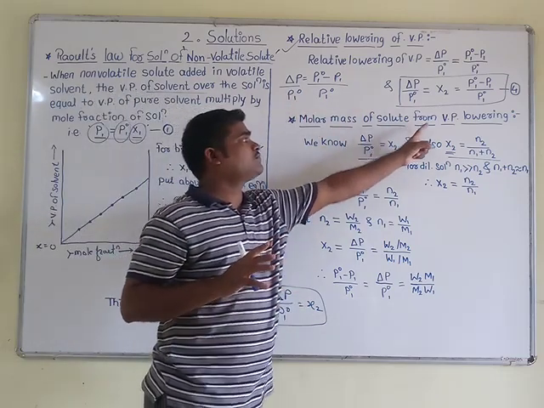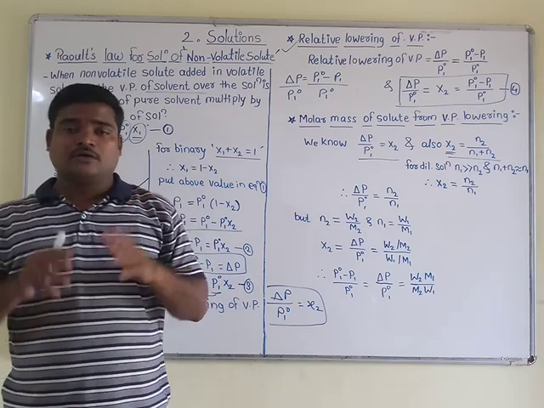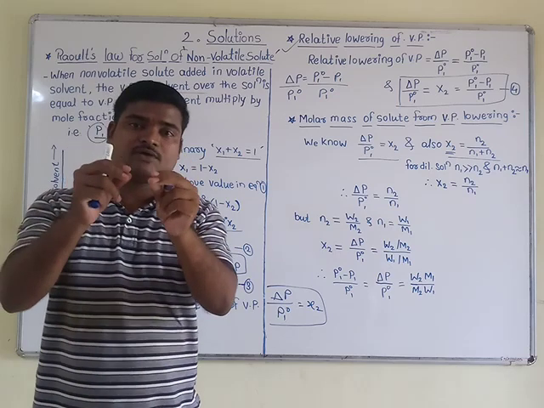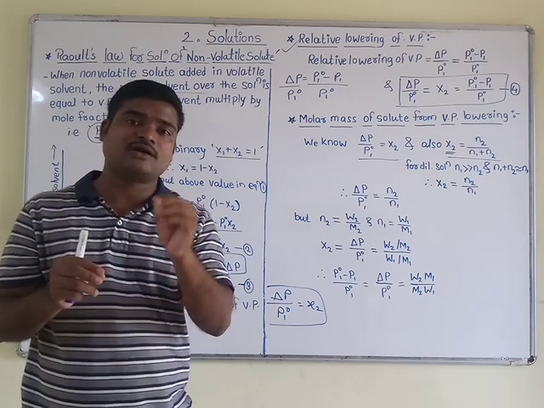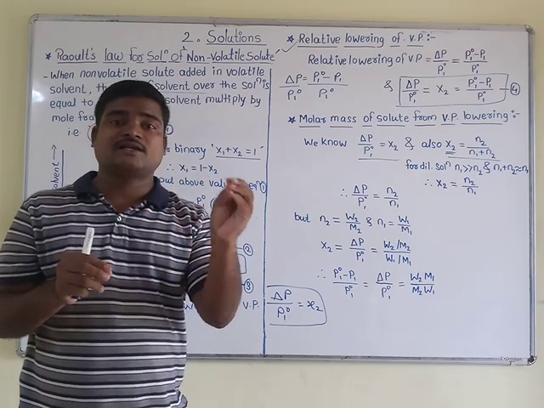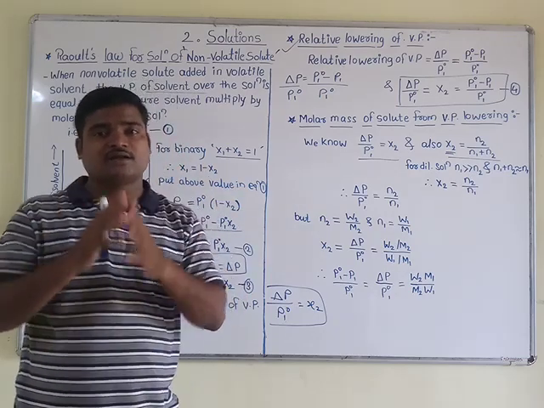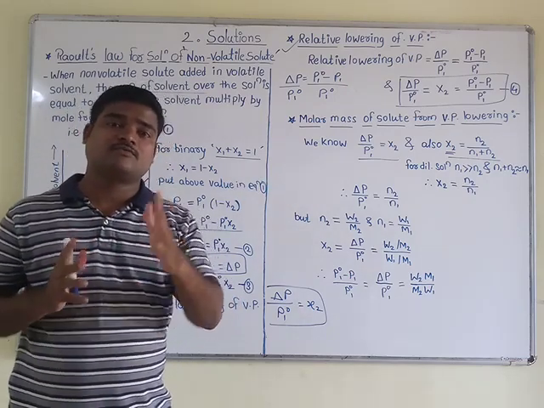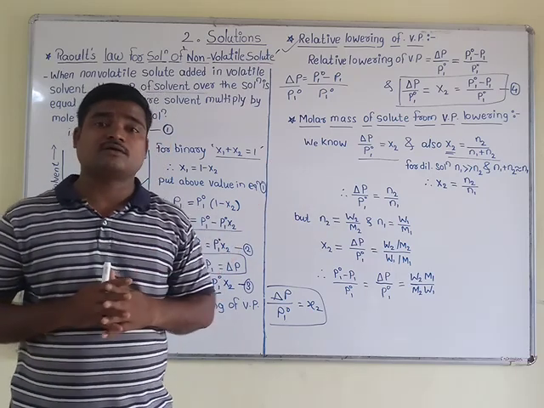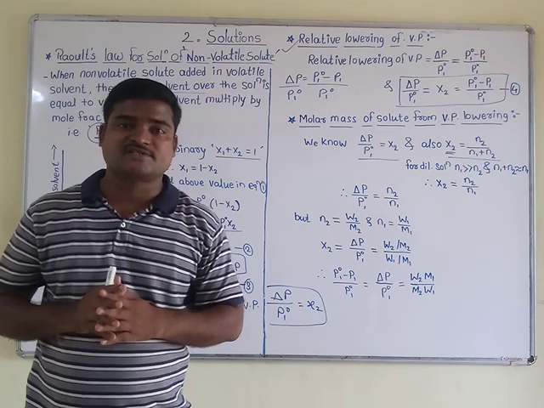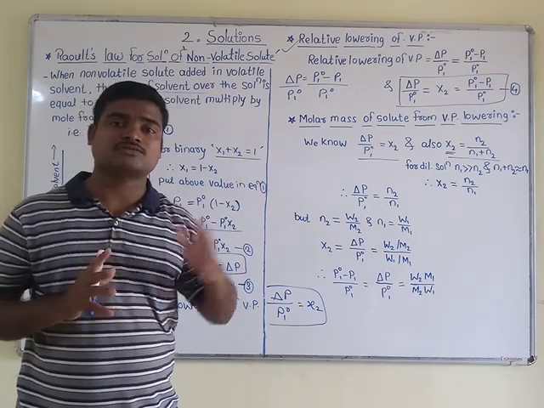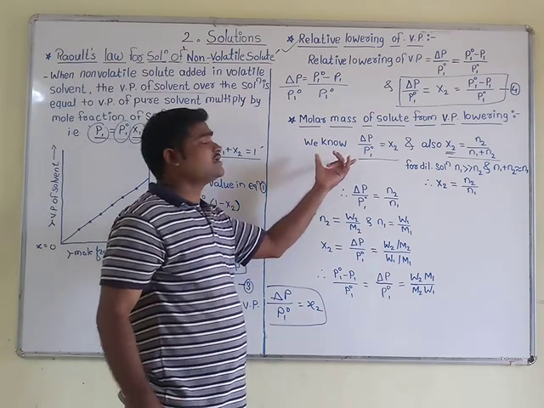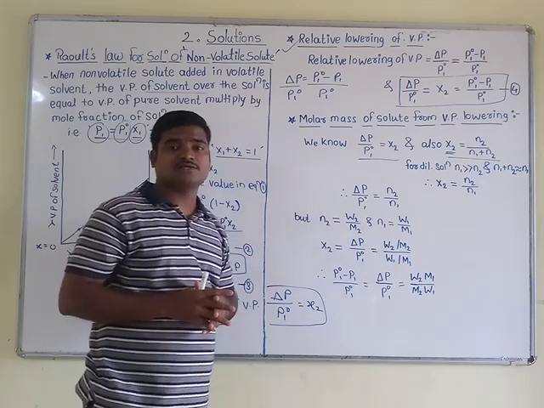Molar mass of solute from vapor pressure lowering. It means we only have to show the relationship between the molar mass of solute, which we call M2, and the lowering of vapor pressure. That relation we have to show here, and this question may be asked in your theory exam for 2 marks. This is also a very important point for numericals, and some numericals will be asked on this point. So keeping all these things in mind, we have to derive this equation.